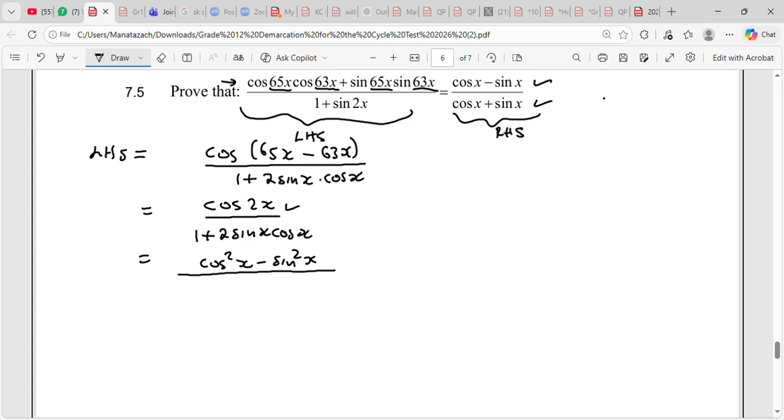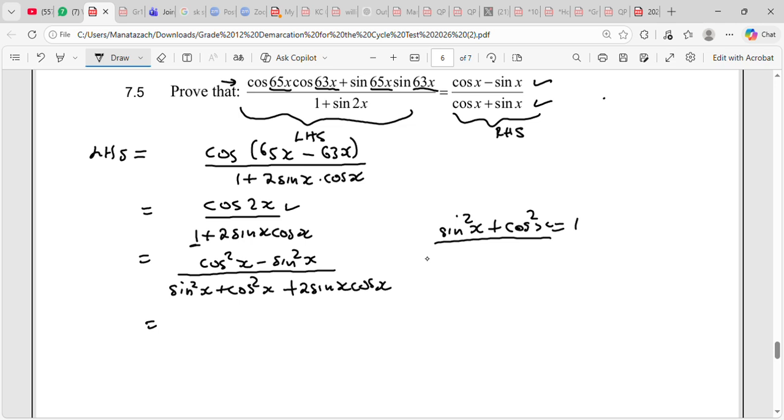Divided by. You see the 1 here? So do you remember even from grade 11 where you learned that sine squared x plus cos squared x is equal to 1? So that's how I'm going to replace the 1, right? Going to replace the 1 by the same definition, which is sine squared x plus cos squared x. I still have 2 sine x cos x next to it. And then you realize that on top you have a difference of 2 squares.